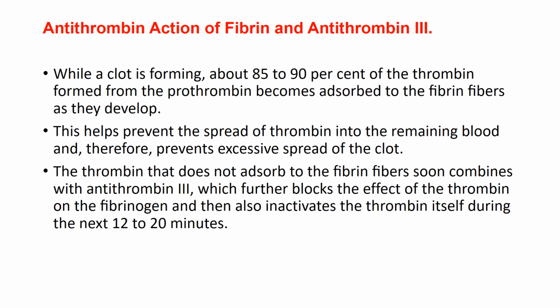While a clot is forming, about 85 to 90% of the thrombin formed from the prothrombin becomes adsorbed to the fibrin fibers as they develop. This helps prevent the spread of thrombin into the remaining blood and, therefore, prevents excessive spread of the clot. The thrombin that does not adsorb to the fibrin fibers soon combines with antithrombin 3, which further blocks the effect of the thrombin on the fibrinogen and then also inactivates the thrombin itself during the next 12 to 20 minutes.